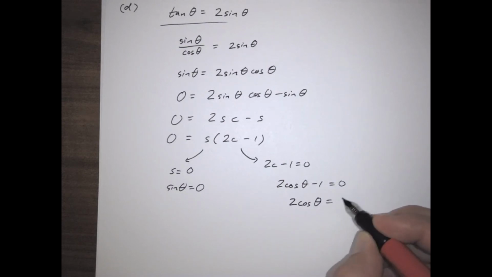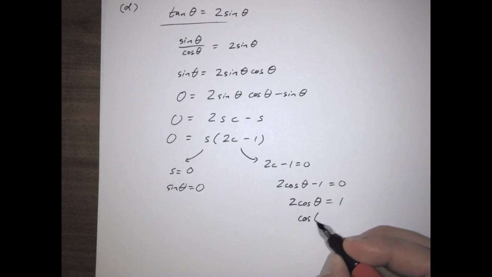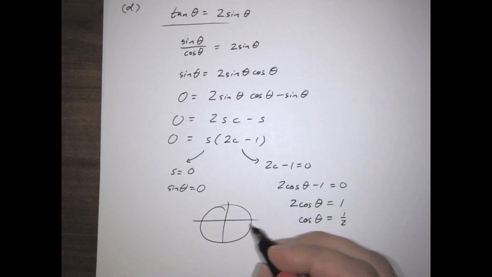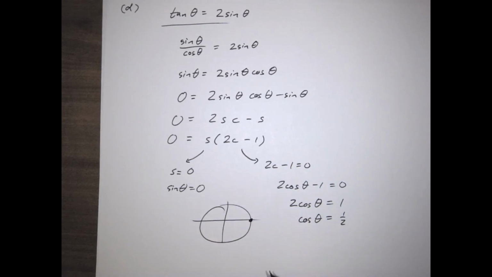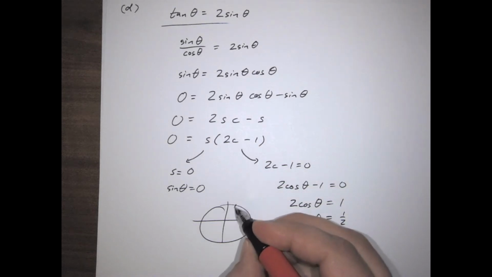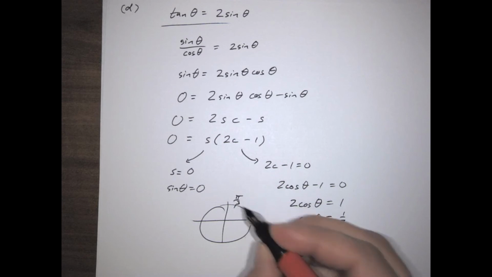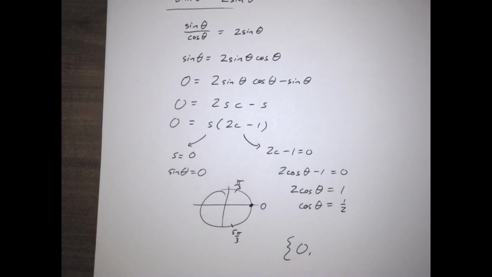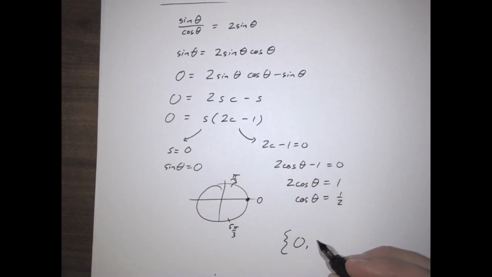2 cosine theta equals 1. Cosine theta equals 1 half. Sine theta equals 0. So we think about that, and that's going to put us here for the sine equaling 0. And then for the other one, the cosine equaling 1 half, that's going to be pi over 3, 5 pi over 3. So once again, our solution set is going to be 0, corresponding with the sine equaling 0, then pi over 3, and 5 pi over 3.